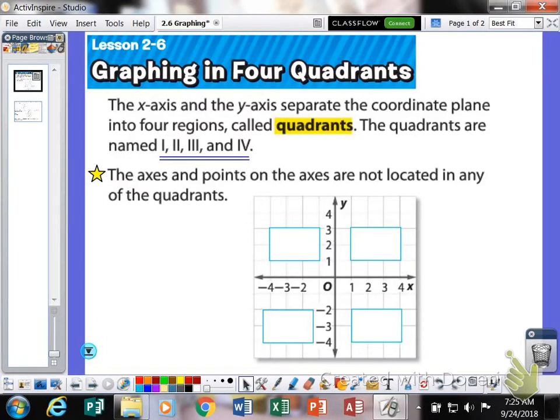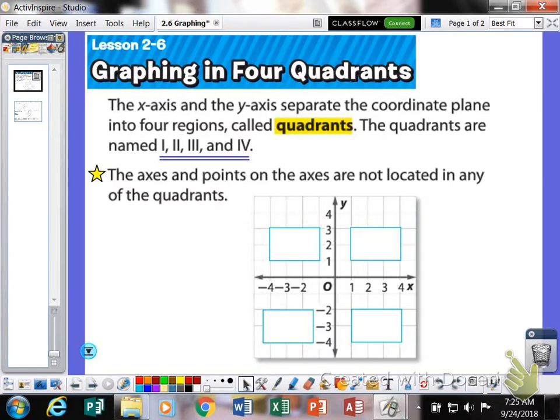Today's lesson 2.6 is graphing in 4 quadrants, so this is review. The x-axis and the y-axis separate the coordinate plane into 4 regions called quadrants. The quadrants are named 1, 2, 3, and 4. Notice we use Roman numerals. Some of us are still not using Roman numerals, and you don't need to write the word quadrant. You can just write 1, 2, 3, and 4.